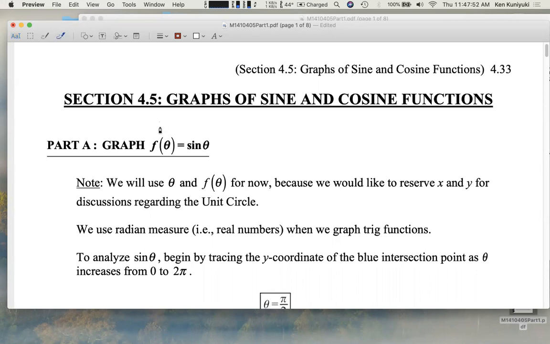How do we graph y equals sine of theta? Now, I'm going to use theta instead of x because I still want to think of theta as an angle. Also, I'm going to consider theta in radian measure, which corresponds to real numbers, which is more standard.